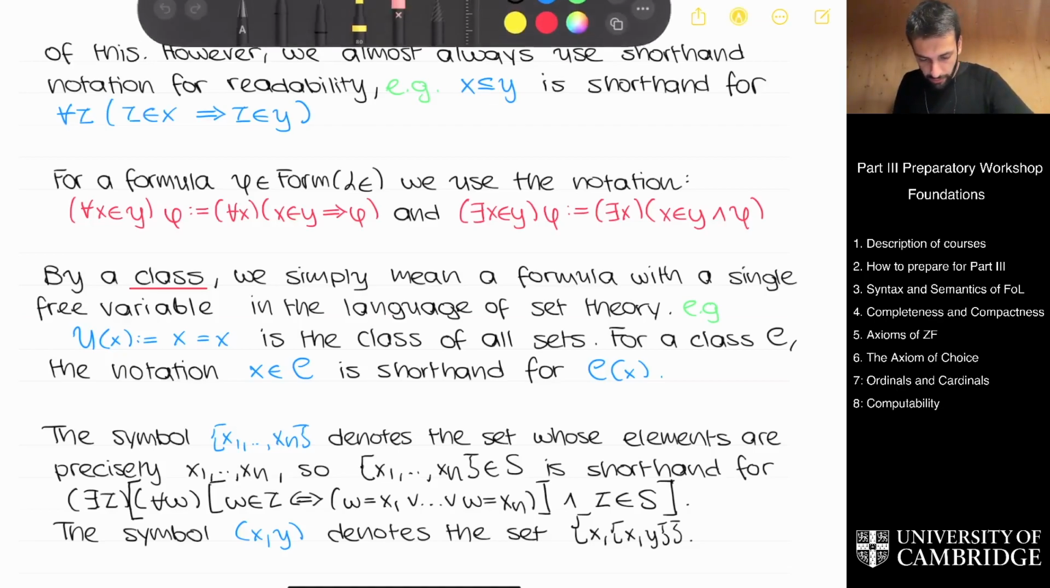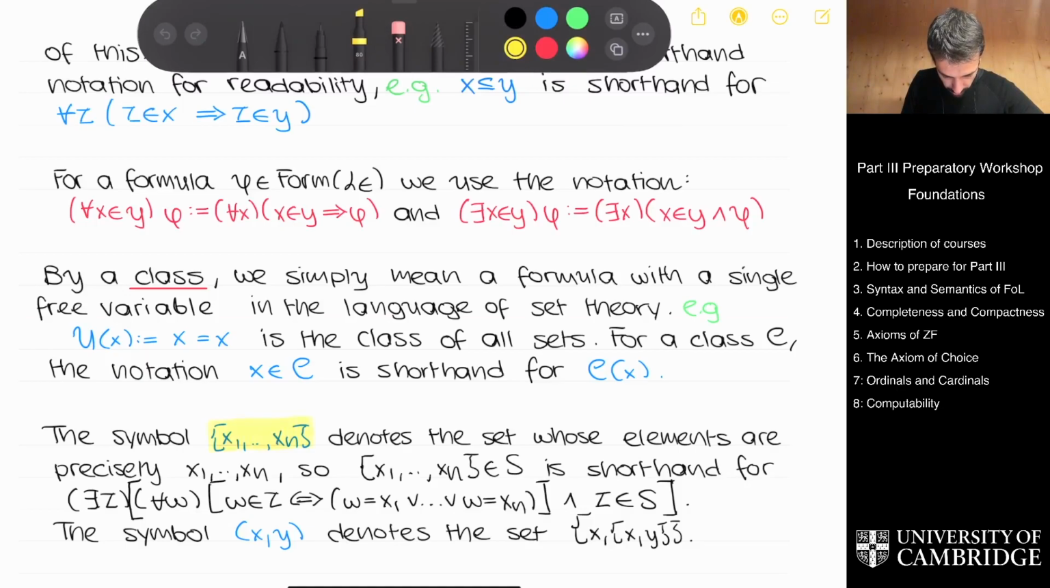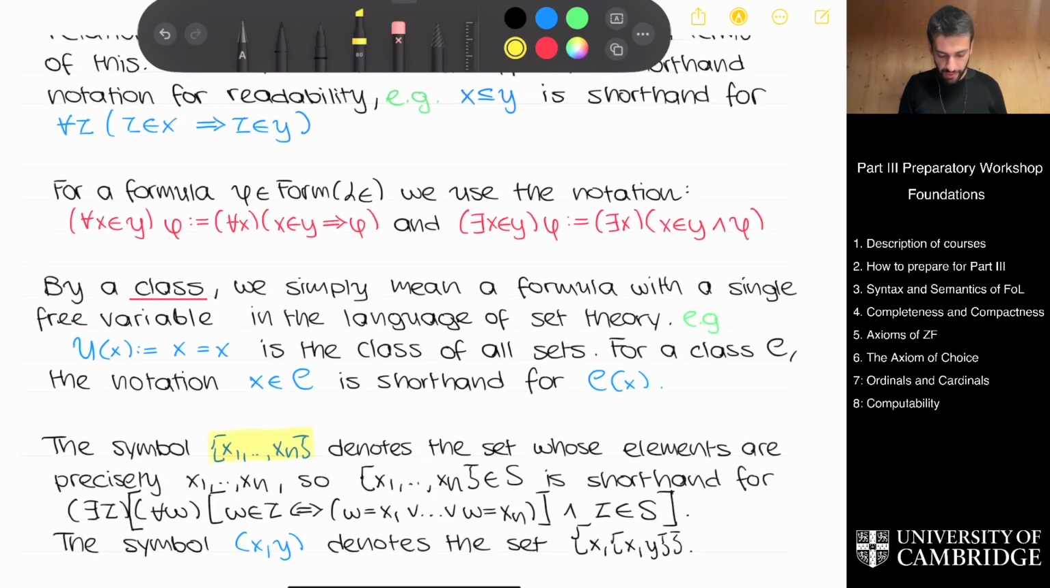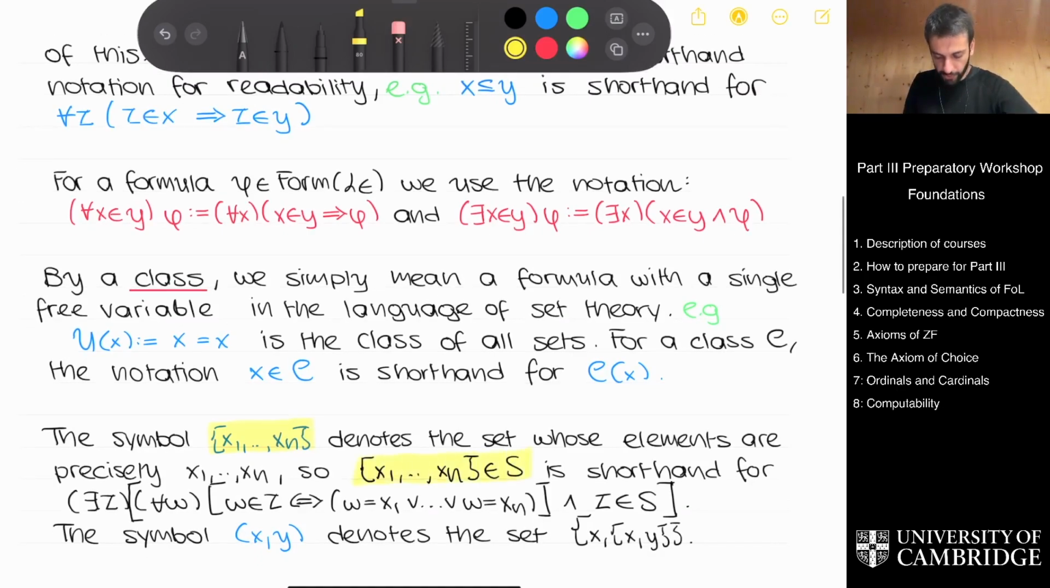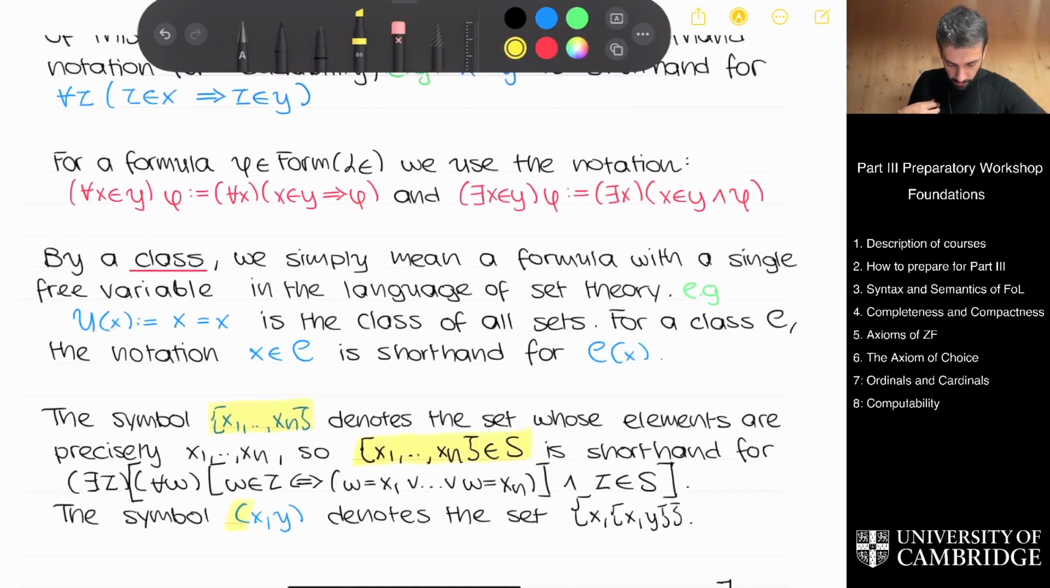The notation right here denotes the set whose elements are precisely x1 up to xn. So for instance, if in a formula one wanted to say that the set containing x1 up to xn is in S, this would simply be shorthand for: there exists a set such that all elements of it are precisely either x1 or x2 or and so on up to xn, and this set is in S.